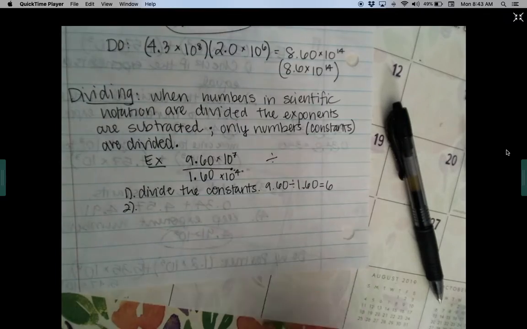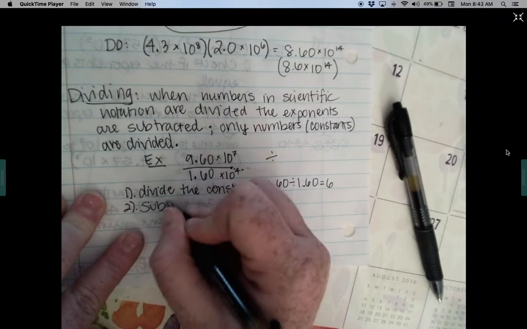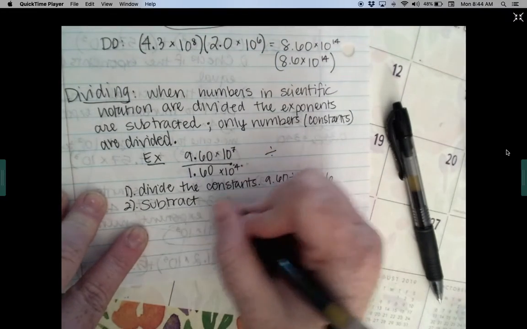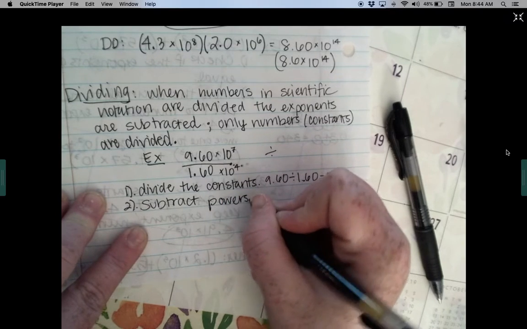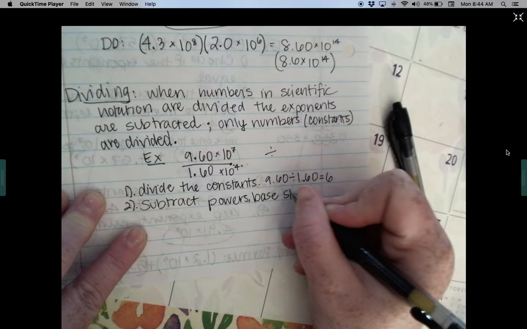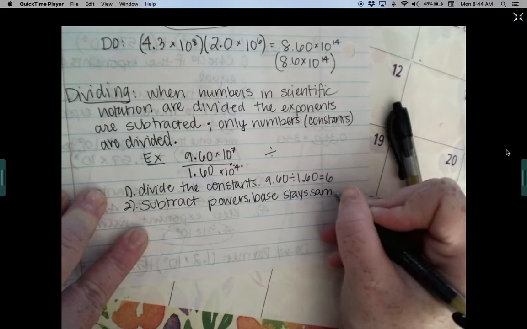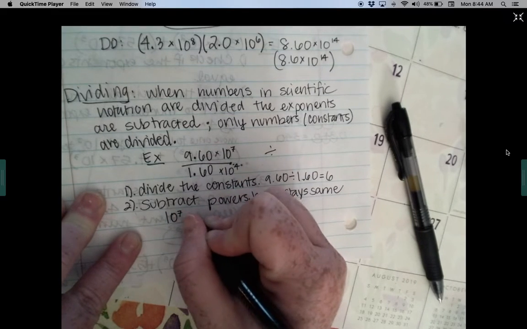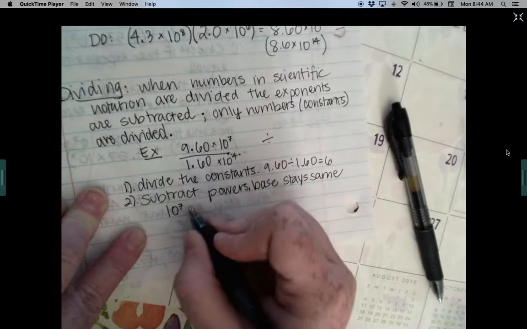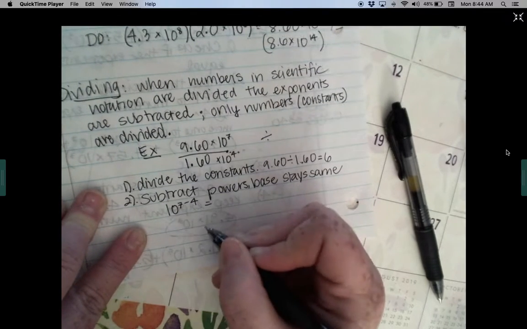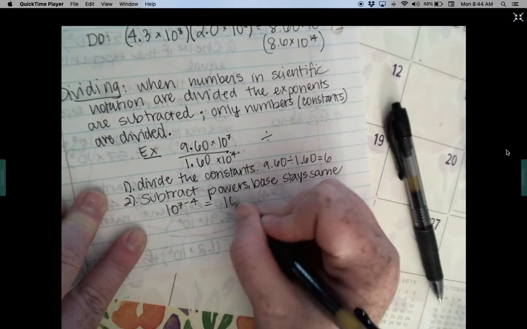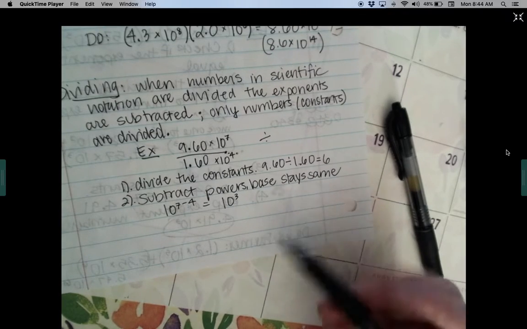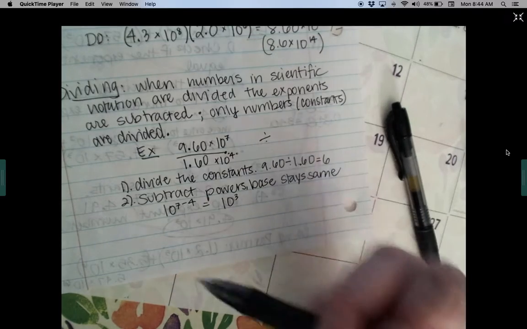Step 2 is to subtract the powers. Just like our rules when we learned about exponents told us that we subtract our powers when we're dividing, but the base stays the same. So I have 10 to the 7th and 10 to the 4th. So I'm going to do 10 to the 7th minus 4. What is 7 minus 4? So now I have 10 to the 3rd power. So I take my answer from step 1 and my answer from step 2 and I put them together. So now I have 6 times 10 to the 3rd.